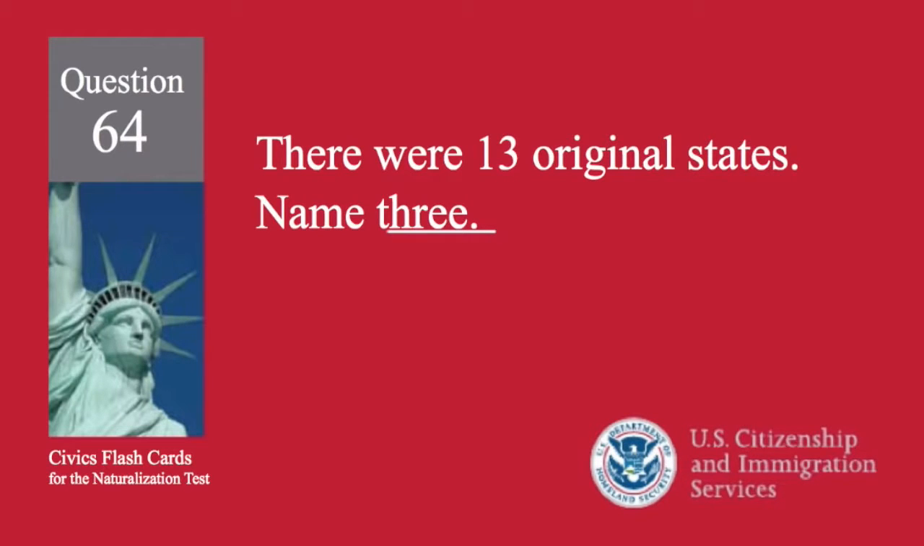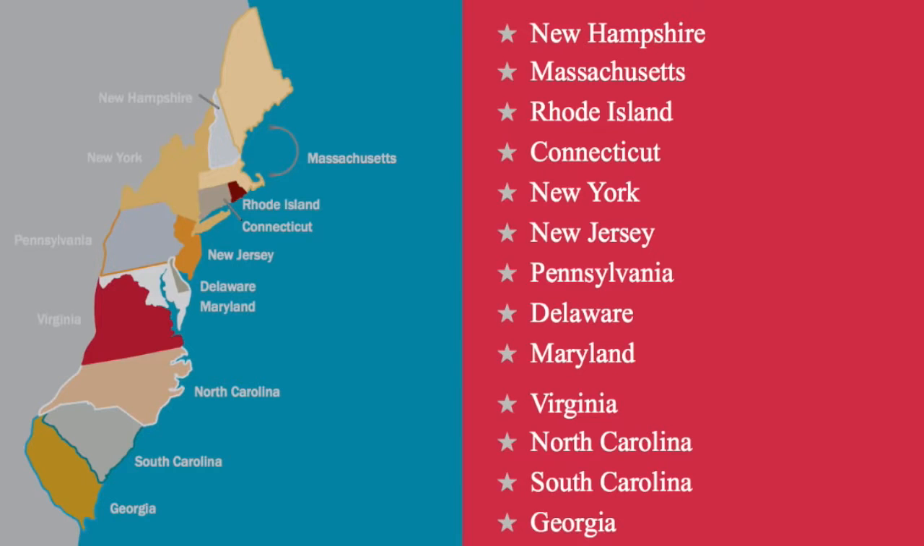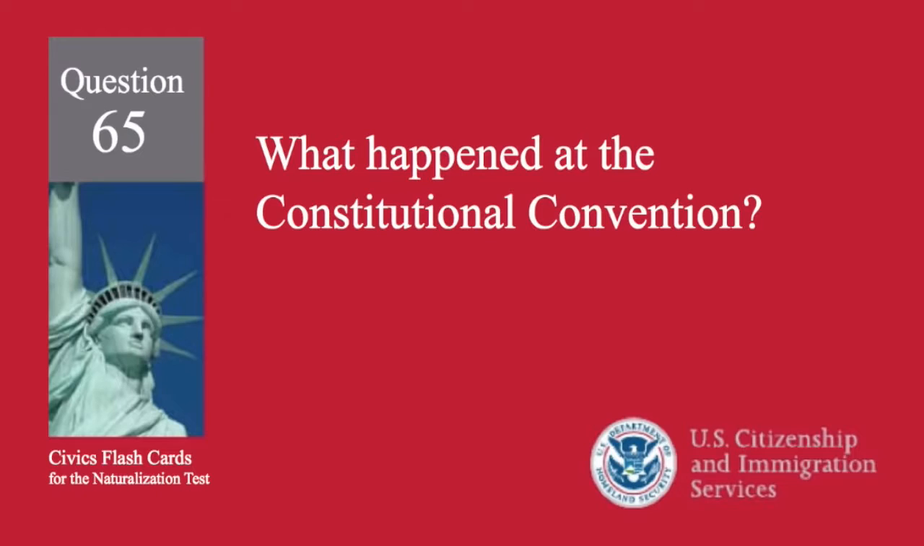There were 13 original states. Name 3. Okay, any of these 3? Quickly: New Hampshire, Massachusetts, Rhode Island, Connecticut, New York, New Jersey, Pennsylvania, Delaware, Maryland, Virginia, North Carolina, South Carolina, and Georgia. Any of 3 of those.